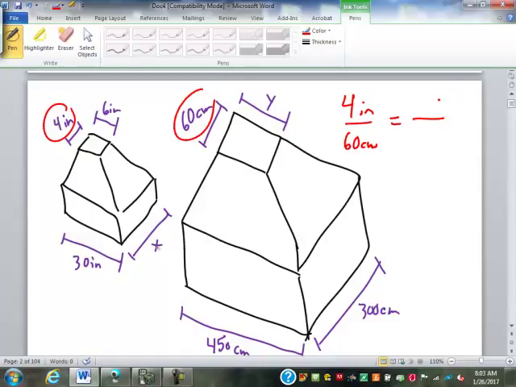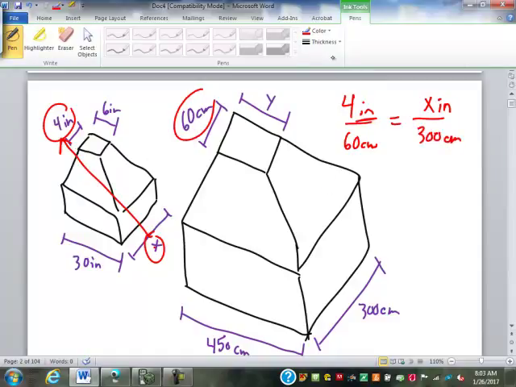So if I'm looking for X, where does X go? Top or bottom? It's on top. Now it doesn't have any units on it right now, but we know that's going to be in inches because this is in inches. No, that's not bottom. It should be on the bottom, from the same figure as the 4. You're right, that's on top. But you're finding the Y. We're finding X right now. 300's on bottom. 300 goes on bottom.